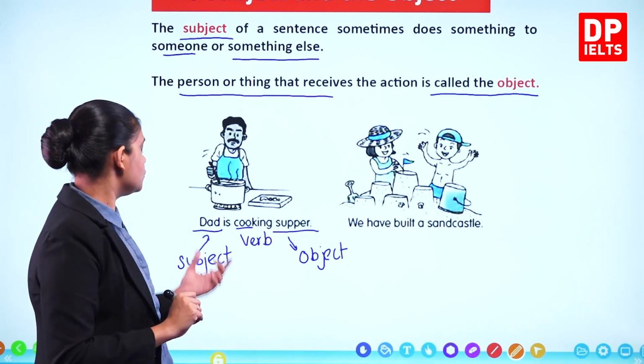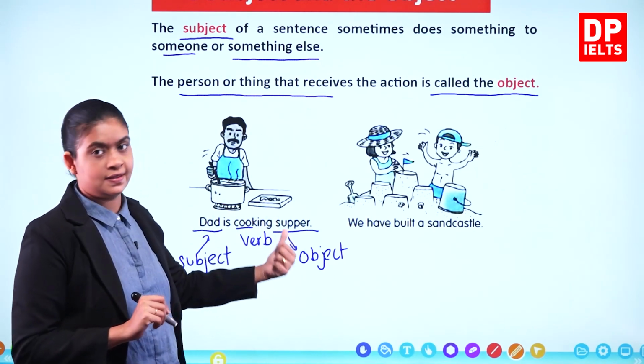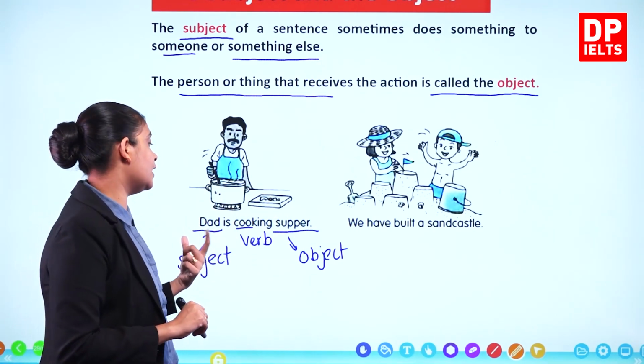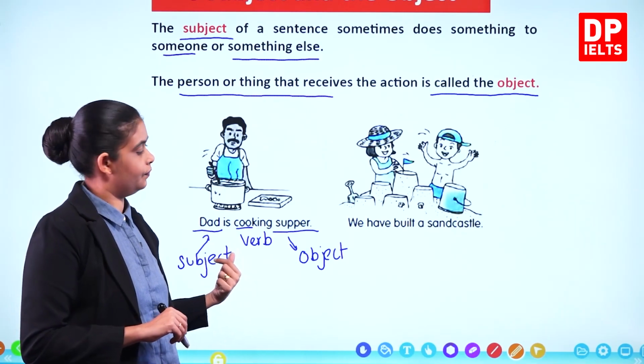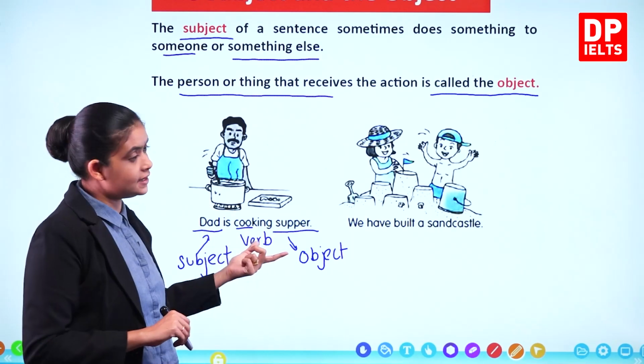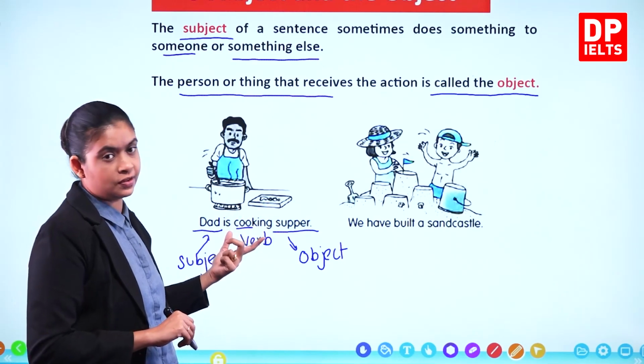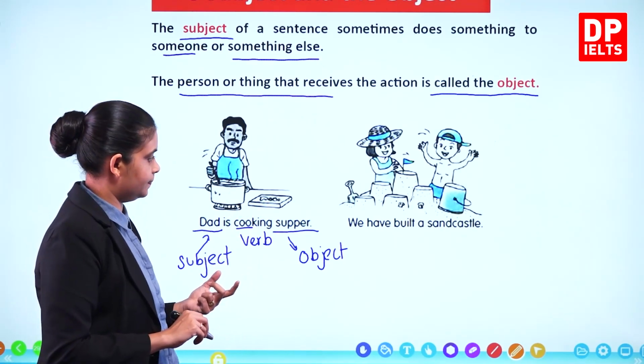Okay? So Dad is cooking supper. Who is doing the action? Dad. What is he doing? Cooking. Right? What is he cooking? Supper. So that is the object.